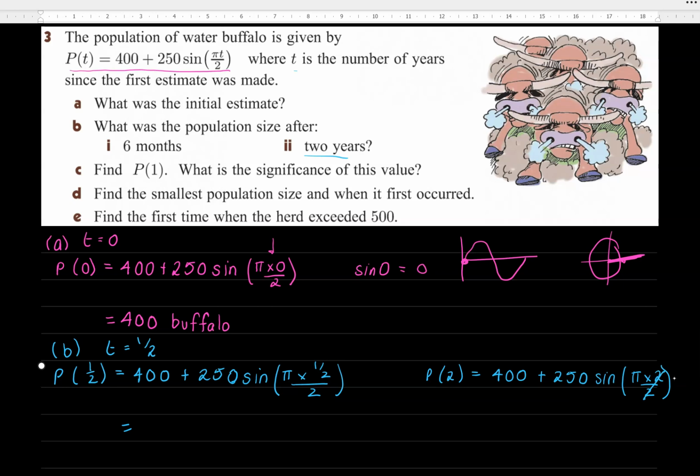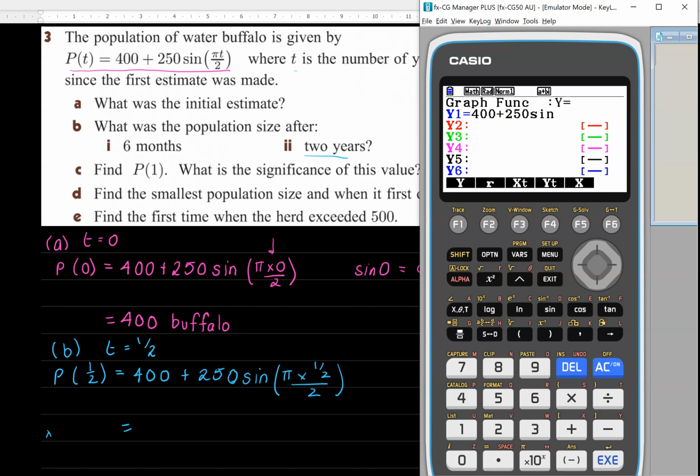So wherever the T was, we replaced it with the 2, and 2 divided by 2, they just cancel each other out. Okay, and again, probably don't need our calculator for that, because sine of pi is 180, so sine of pi is a 0, so I predict already that one's going to be 400 buffalo.